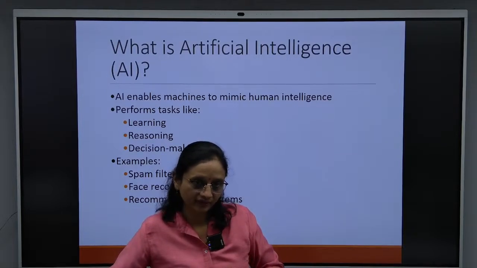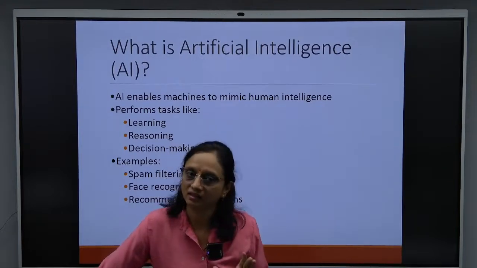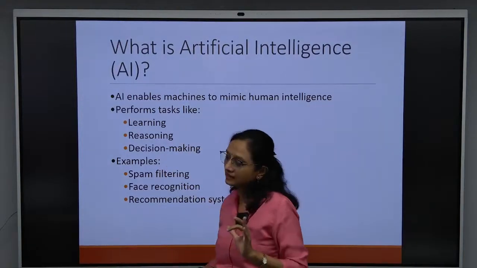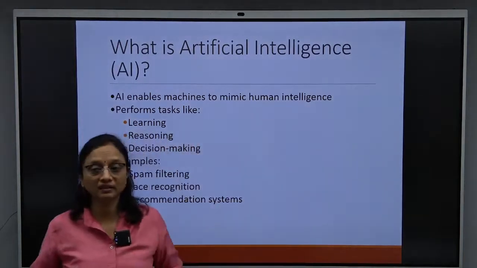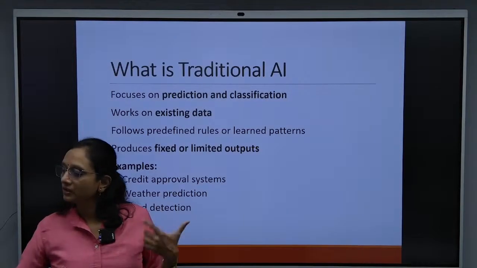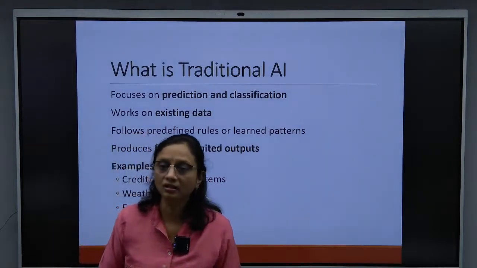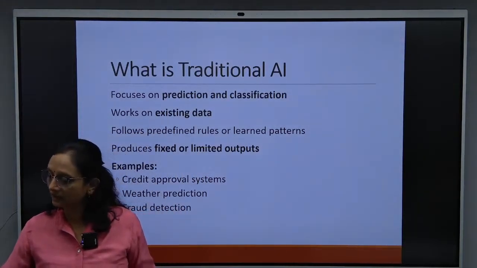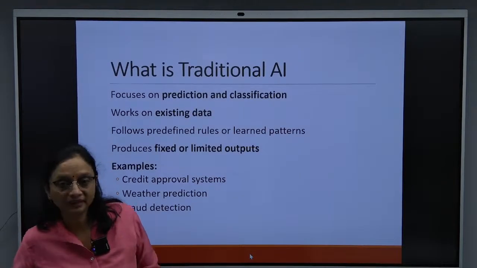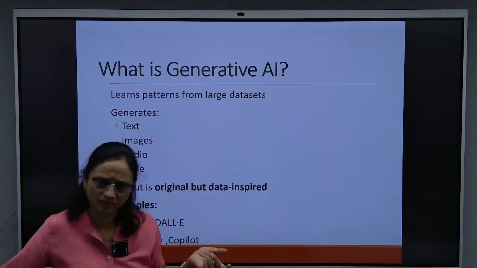Clear? Yes? Many of you have some idea about machine learning, right? So this is the scenario. Whenever you think about this, it is learning, reasoning, and decision making. Decision making is the main concept of Gen AI as well as machine learning and deep learning. In traditional AI, we focus on prediction and classification, like machine learning. In traditional AI, we have a fixed and limited output. It is spam or not spam.